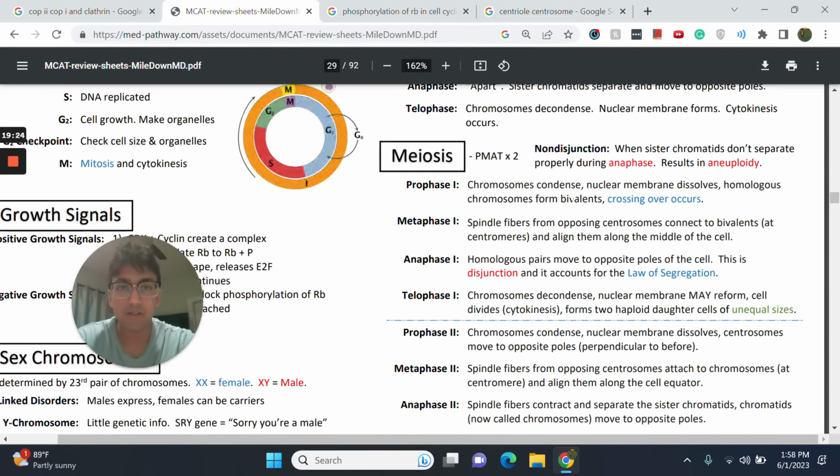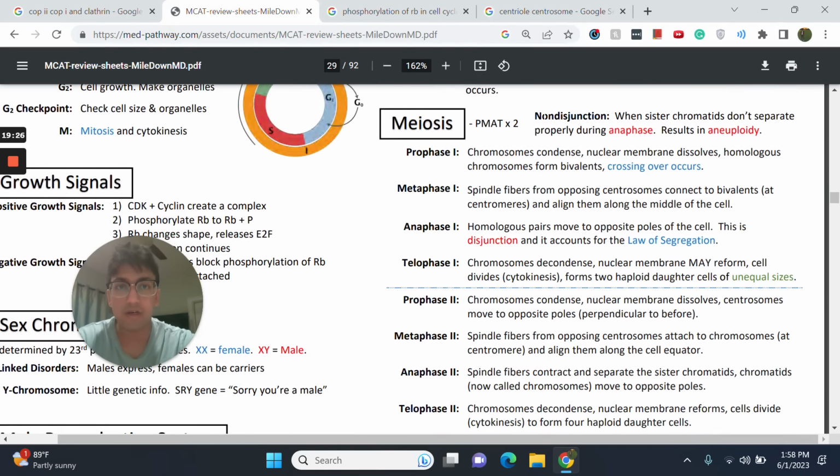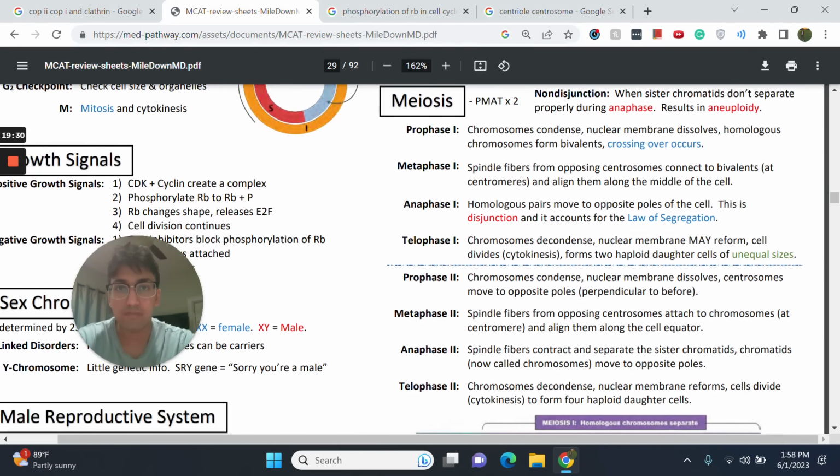The next thing is meiosis. I'm going to talk about non-disjunction afterwards, but that's a pretty important concept. Meiosis is pretty similar. We have prophase 1, which is where the chromosomes are again condensing. We have homologous chromosomes, and homologous chromosomes are basically one chromosome from your mom and one chromosome from your dad. So let's say we're talking about chromosome 2, right?